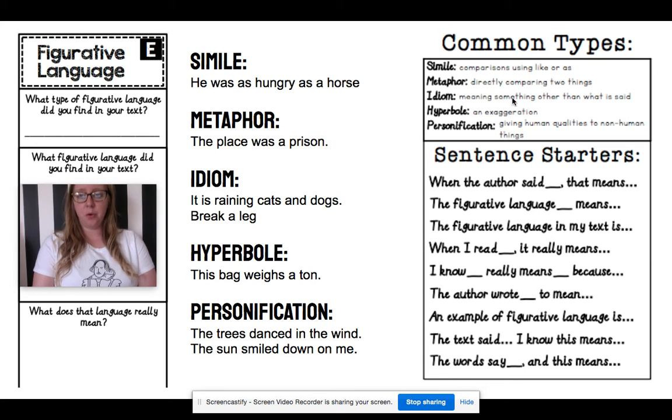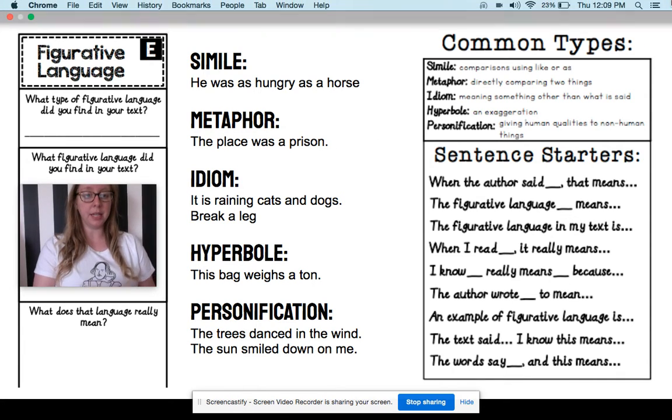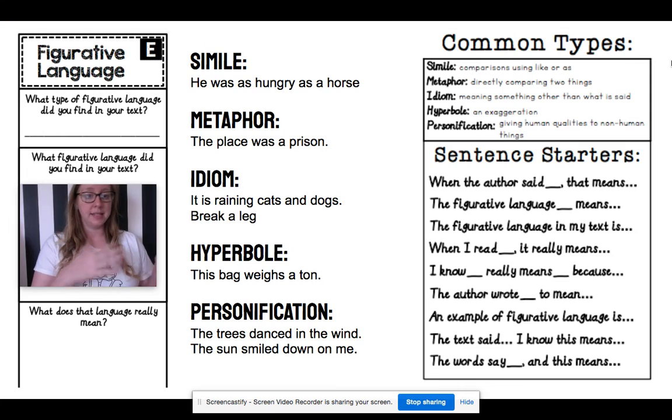All right, a metaphor, directly comparing two things. So a simile and a metaphor both compare, but similes use the word like or as, and a metaphor just says something is something else. So my example of the metaphor is the place was a prison. So I know that this place that is in my novel is just like a prison. And that's going to help me visualize and really understand how my character feels about certain places or things or other characters in a story.